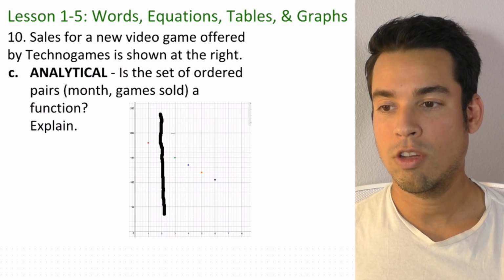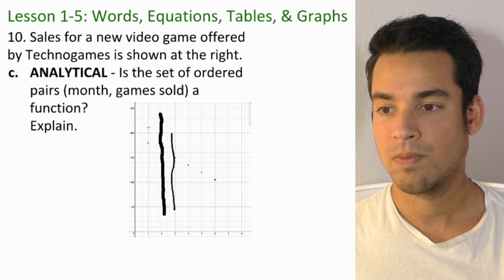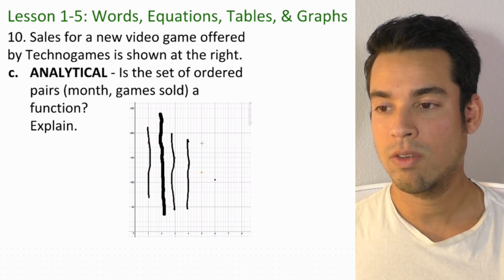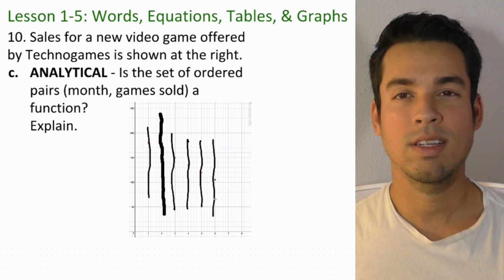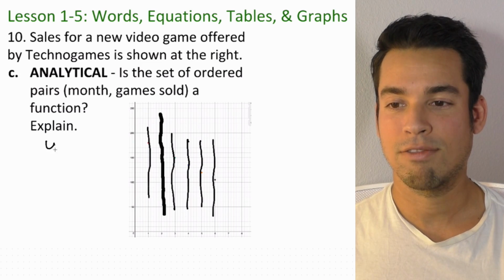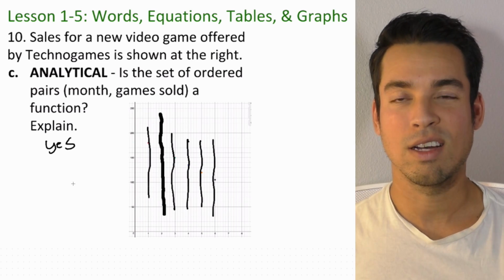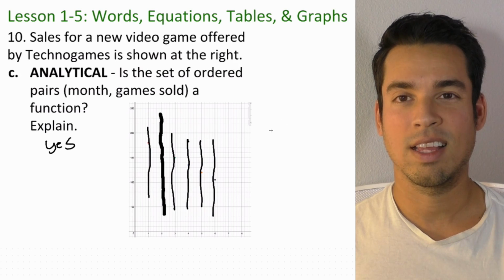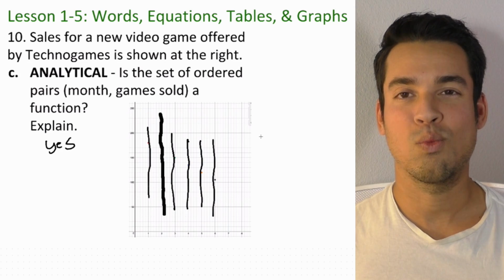But in this case, look at all our points. Every single one is going to pass this vertical line test. When we do a vertical line, we don't ever hit more than 1 point. Accordingly, this set of ordered pairs is indeed a function because of our friend, the vertical line test. And that's it, we are done.